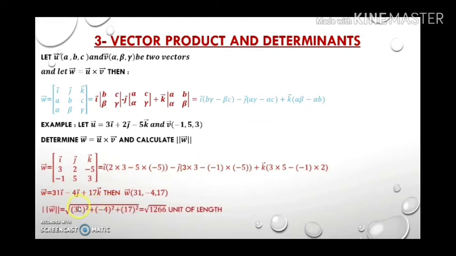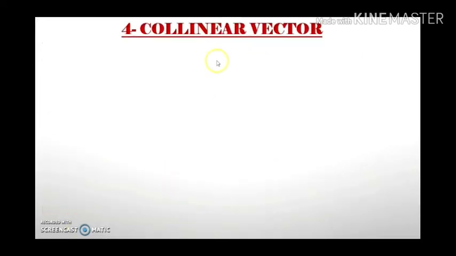Now finding the norm of the vector w, apply the rule of the norm: radical of x squared plus y squared plus z squared. Replace x, y, z by their values and we get the norm of w is equal to radical 1266 units of length. Now let's talk about collinear vectors.